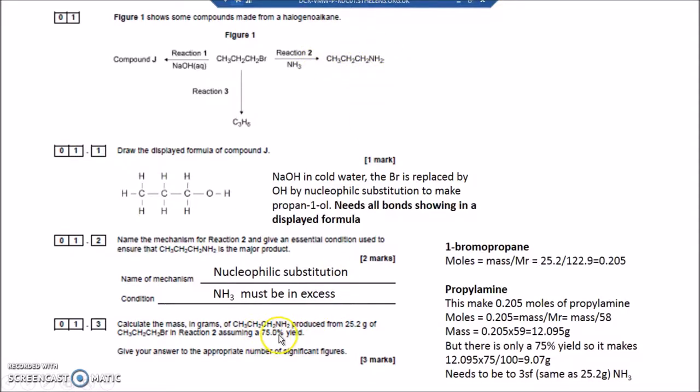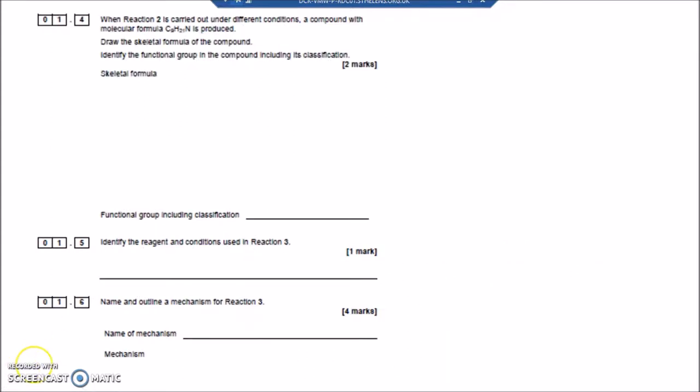I'm only making a 75% yield, 3/4, so I multiply it by 75 divided by 100, I make 9.07 grams. If I look in my question, 25.2 is to 3 significant figures, so I need to make sure that's to 3 significant figures. 9.07 is to 3 significant figures.